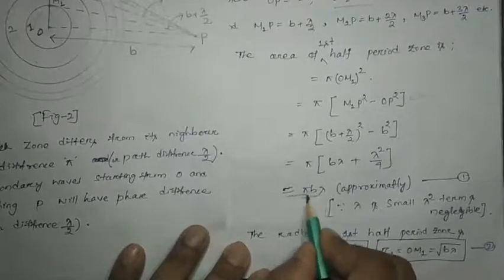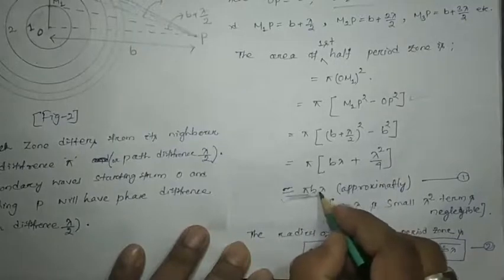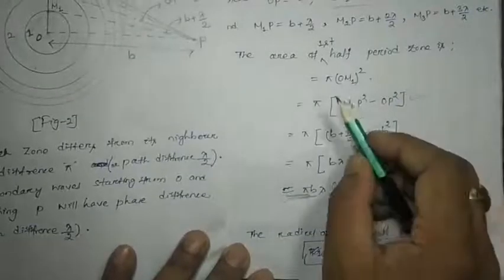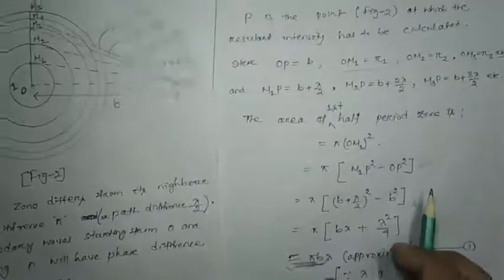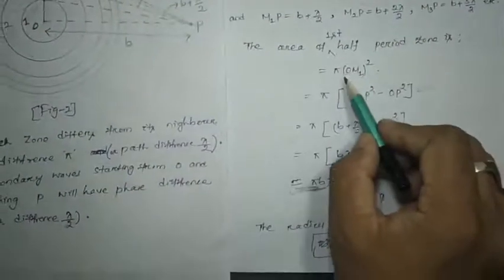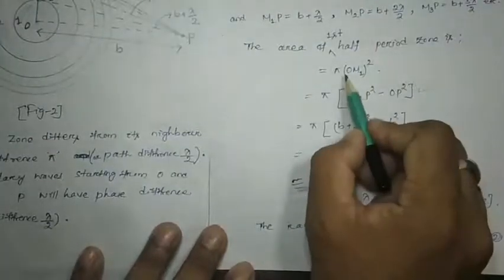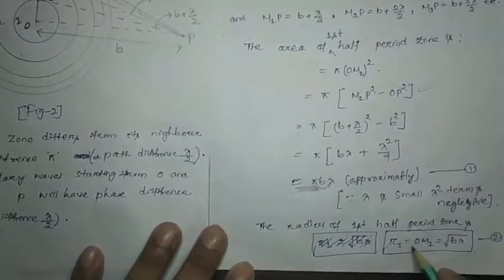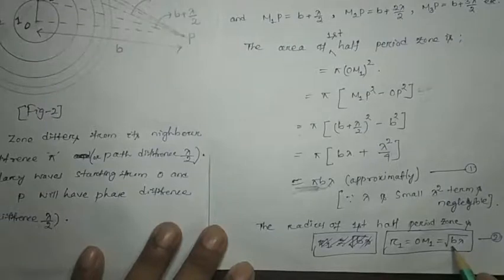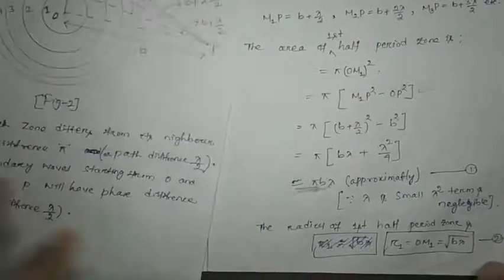This is the area of the first half period zone. How much did we get? Pi b lambda. So now the radius of the first half period zone: OM1 is the radius, so we found pi OM1 squared is pi b lambda. Now the radius is nothing but OM1, which is R1, equal to root over of b lambda, that is (b lambda) to the power 1 by 2, which is equation number 2.